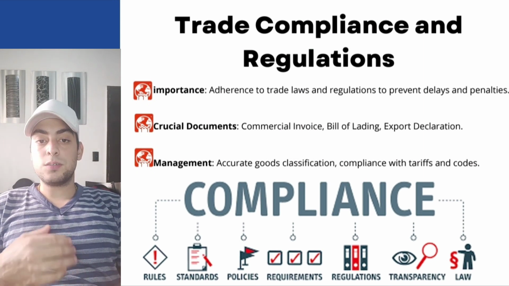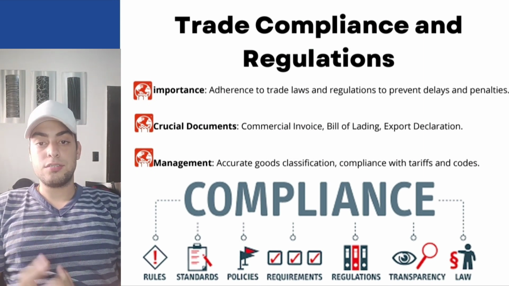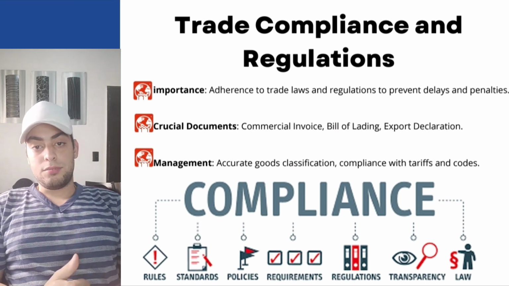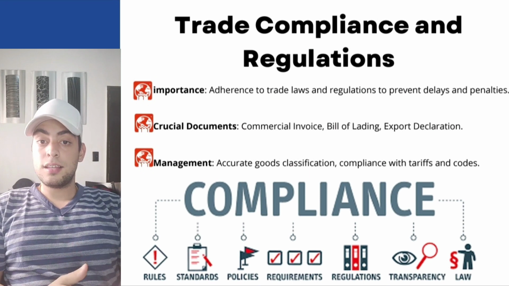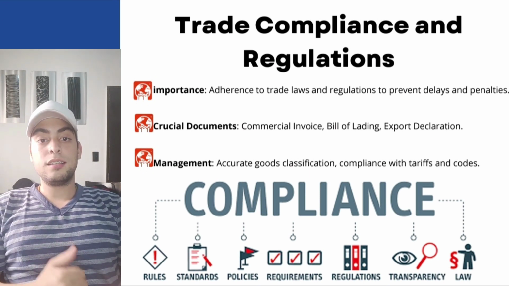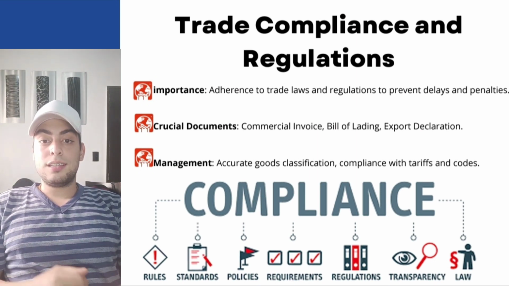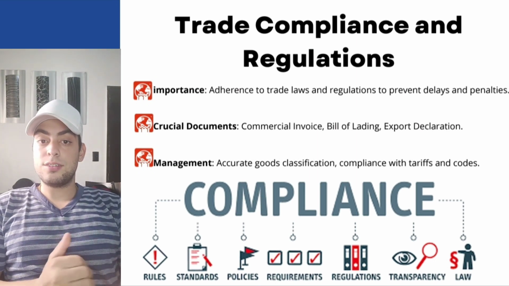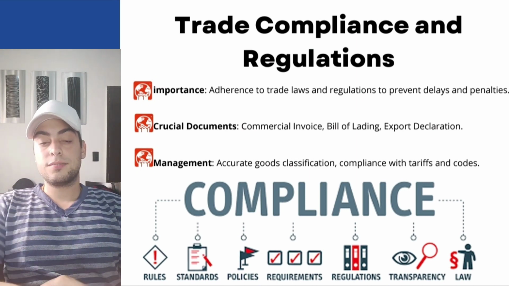Trade compliance and regulation: compliance is crucial in international logistics. It involves understanding and adhering to trade laws and regulations, which vary by country. Key documents include the bill of lading, commercial invoice, and export declaration. This ensures that transactions meet legal standards, prevent delays, and avoid penalties.